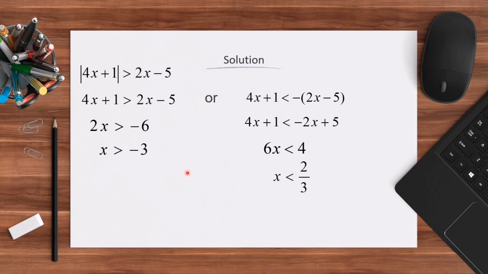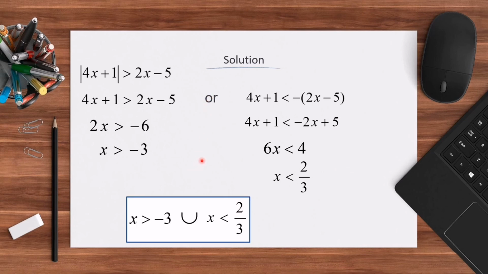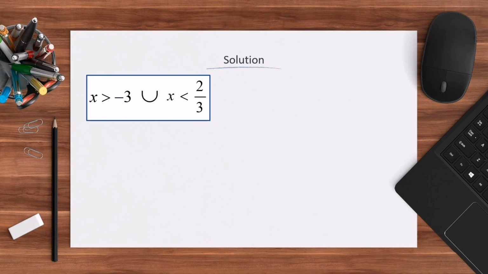The operation should be union. So we have to find the operation x more than negative 3 union x less than 2 over 3. So we have to draw number line. Now we want to draw number line for x more than negative 3 union x less than 2 over 3.